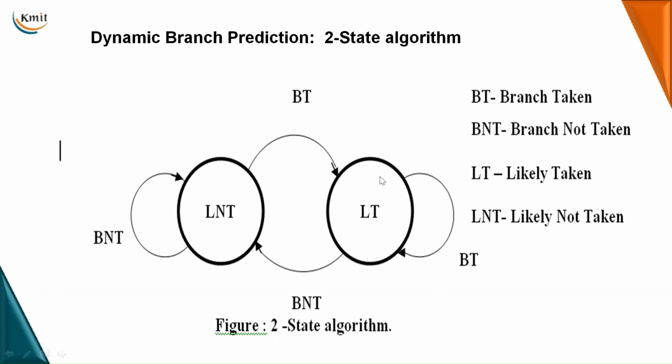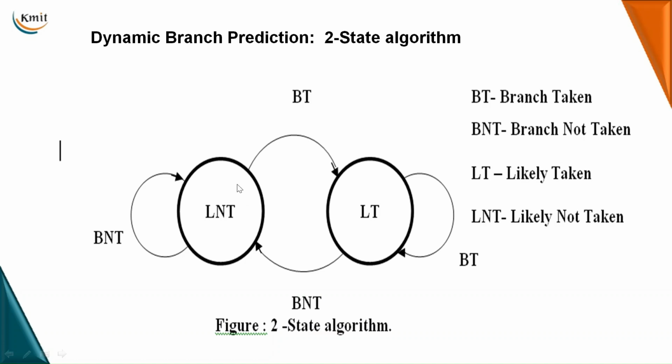Say for example, suppose our algorithm starts in the LT state, likely to be taken state. This particular prediction is done based on this state of your branch. So if the state of your branch is likely to be taken, and next time when this branch is executed it is taken, then the state of your branch will remain in the same likely to be taken state. And say the state of your branch is likely to be taken, and when that branch is executed next time it is not taken, BNT. Then the state of your branch moves from the LT state to the likely not to be taken state. This history will be stored in your branch prediction buffer.